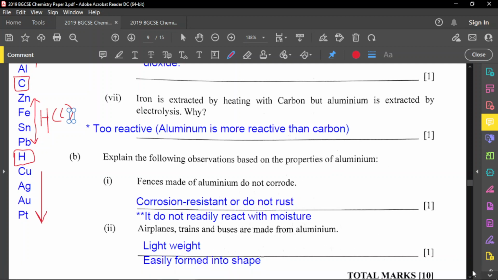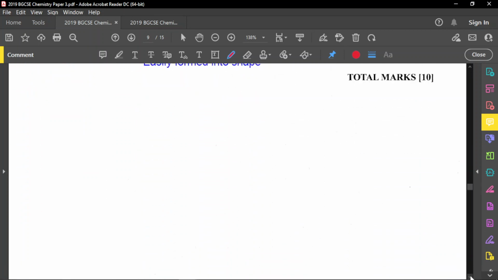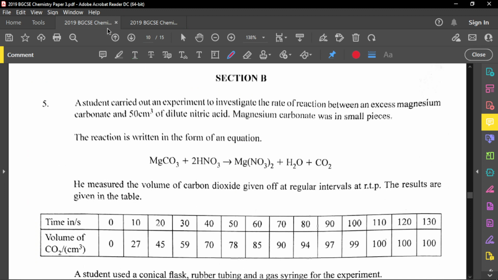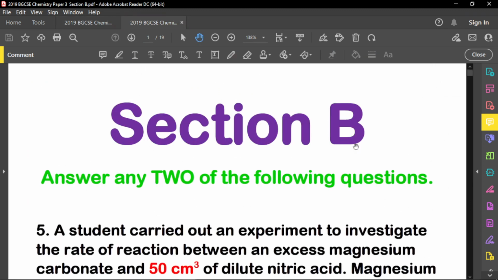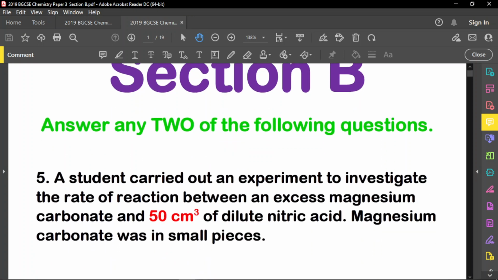All right. So what we're going to do now is jump into part B real quick. And again, I've already worked through the answers in part B, so we're going to work through it quite fast and easy. All right. So for part B here now is to answer any two of the following questions, and so you have a choice to answer any two.